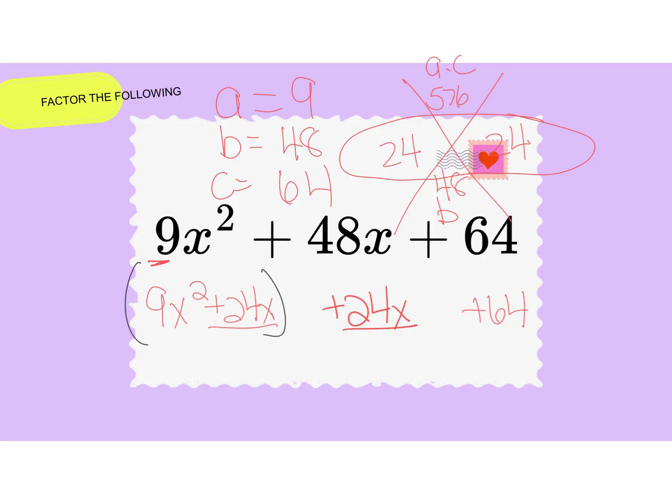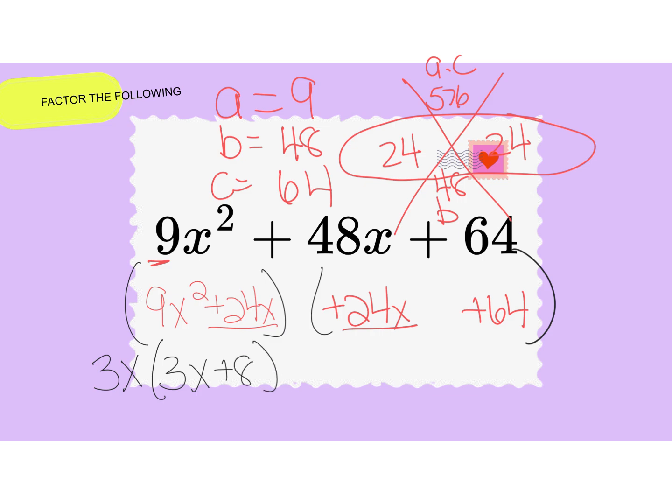Now I'm just going to split these. I'm going to group them together, and I'm going to take out the greatest common factor. So 9x squared plus 24x. Well, I know they have a 3 in common, and the greatest common factor is an x. So if I divide 9 by 3, I'm left with 3x. 24 divided by 3 gives me 8, and I'm left with no x's. Now look at my second group, 24x and 64. They have a positive 8 in common. So 24x divided by 8 is 3x. 64 divided by 8 is 8.